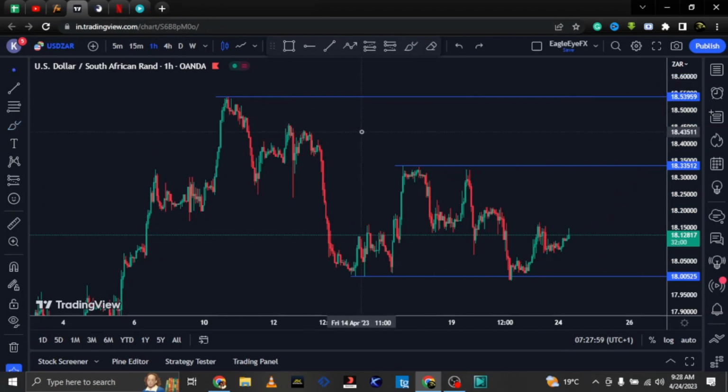We don't want to rush into things. We want to see clear structures. If you don't see a clear structure, then we don't trade.